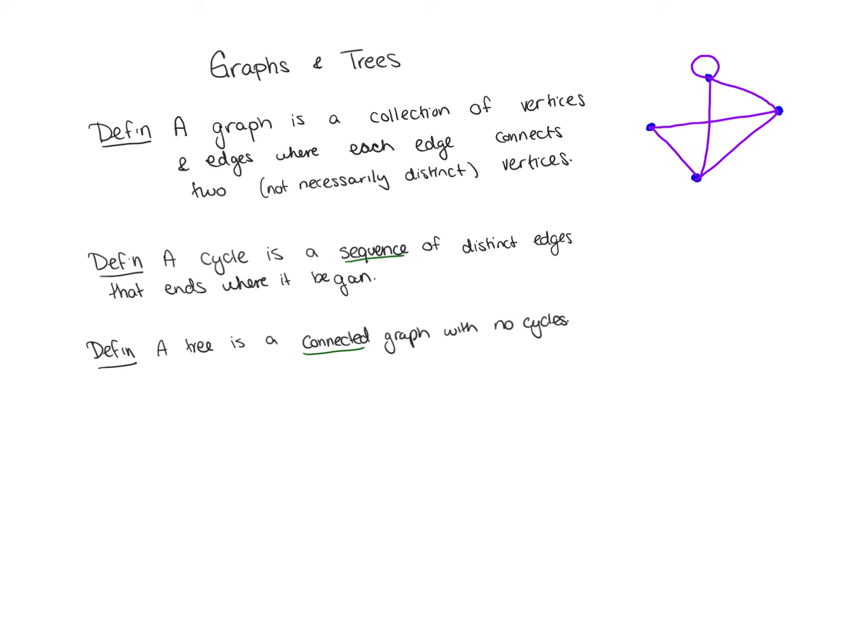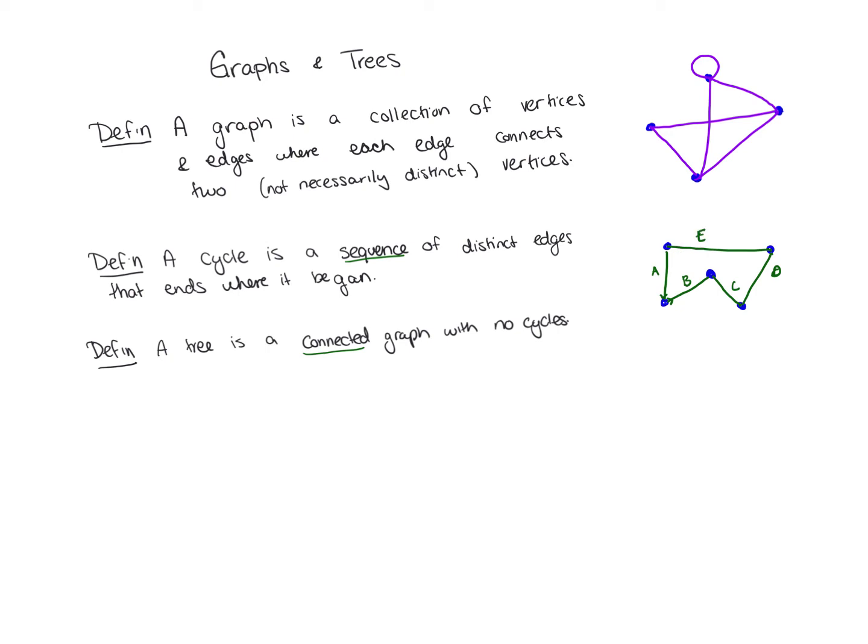Now the next definition says that a cycle is a sequence of distinct edges that ends where it began. So this isn't really the best definition because we haven't defined what it means to have a sequence of edges. So we can go ahead and define that. When I have a sequence of edges, to go from one edge to the next, one edge has to end where the next edge begins. So they have to be connected by that vertex. So I can go from edge A to edge B to edge C to D to E. And that's going to be a cycle because I got back to where I began.